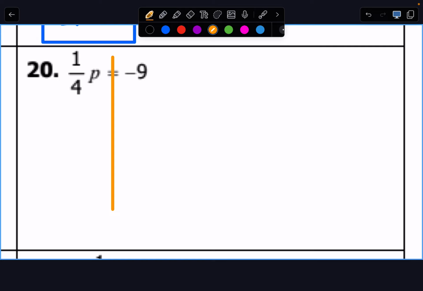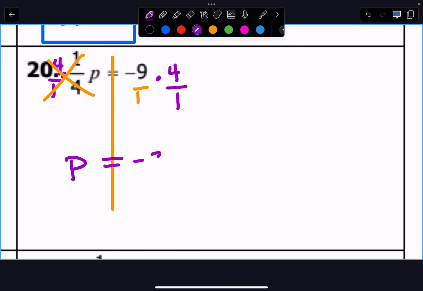Okay. Sammy, what did you do to both sides to get rid of that 1/4? Sammy multiplied by 4 over 1. Thumbs up, thumbs down. You did the same thing. Okay. So 1/4 times 4 cancels out, and we have P equals, if we take -9 over 1 times 4 over 1, Jacob Tanner, what do we get? -36 over 1. But we don't need to write the over 1.